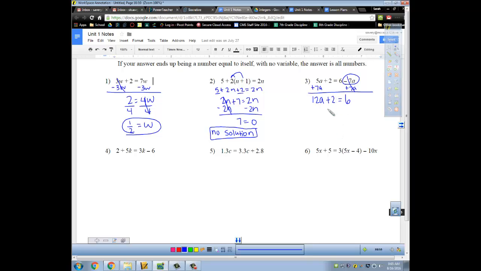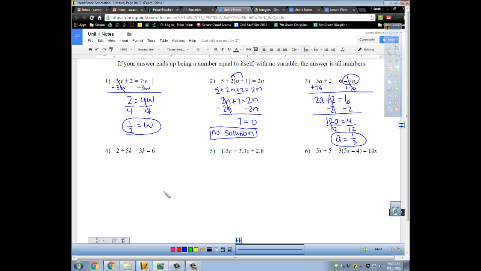So instead of plus 2, we subtract 2 to get 12a equals 4. Divide both sides by 12. So a equals 4/12, which reduces down to 1/3. So it's okay if your answers are fractions.